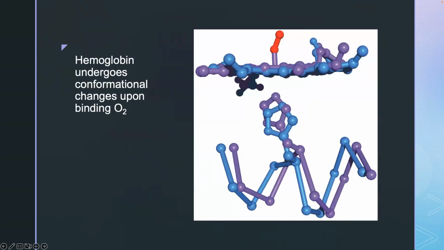And so hemoglobin actually undergoes conformational changes when it binds to oxygen. You can see here that whenever oxygen is bound, the heme group actually kind of pulls up. Whenever oxygen is not bound, it's kind of buried down in. It makes a little bowl. However, whenever it has oxygen attached, it kind of flexes up.